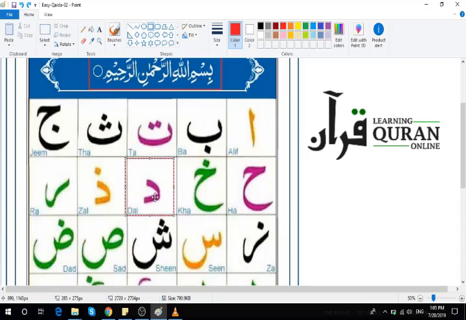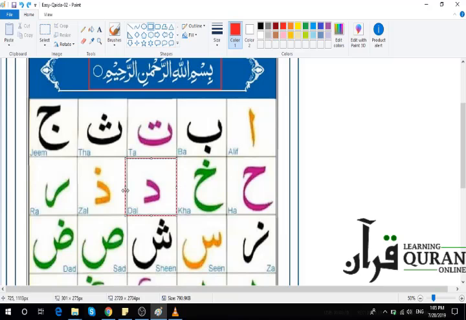Going to the next. This letter's name is dal. Dal. This letter looks a little bit curved and is also easy to memorize, because we don't have any other shape like this. We have only two letters which look like this curved shape, and this one we call dal. And if we have the same shape with one dot on the top, we call it zal. Zal.